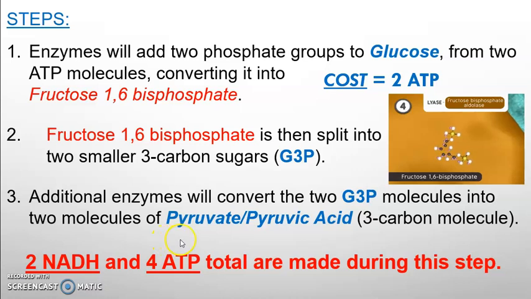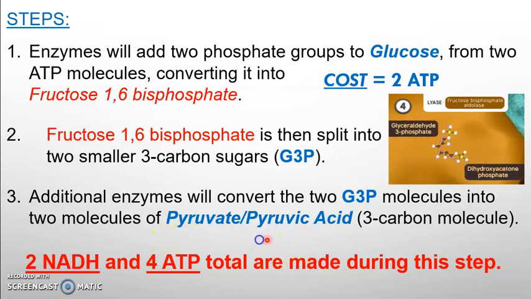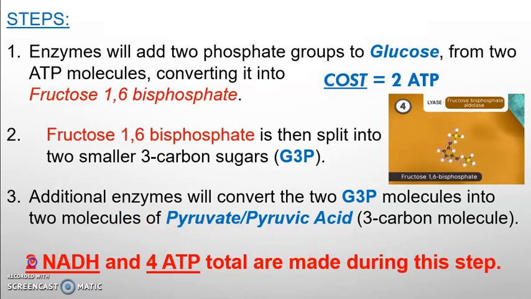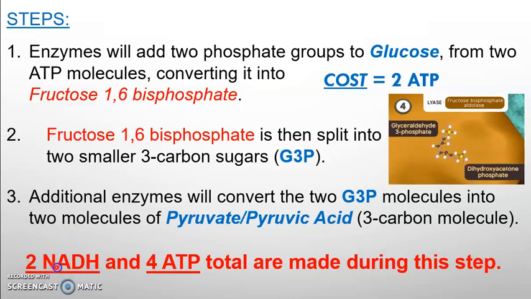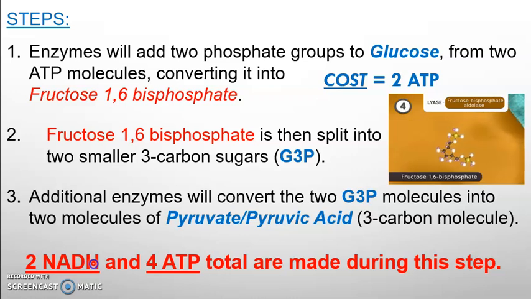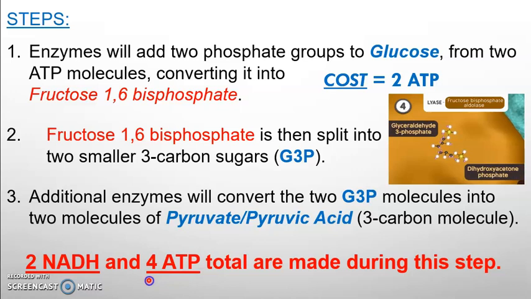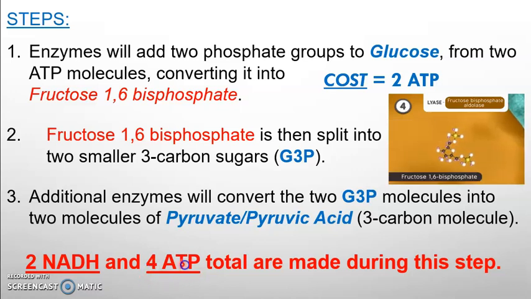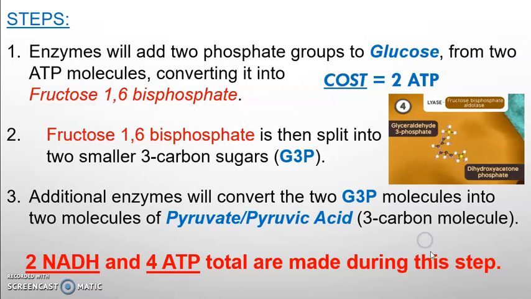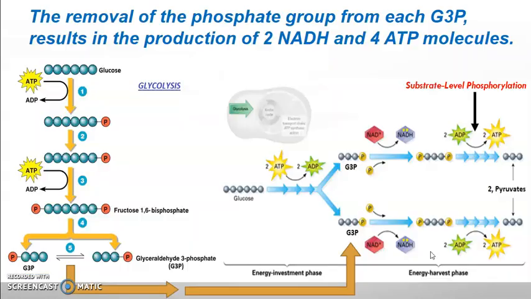So this is the final product of glycolysis. When all said and done, besides the 2 pyruvates, you will walk away with 2 fully reduced electron carriers, and they're going to be NADH, not NADPH. And we would have made a gross total, I'll come back to that word gross in a moment, of 4 ATP molecules.